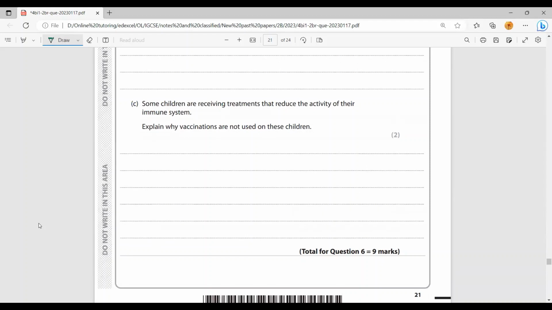Some children are receiving treatments that reduce the activity of their immune system. Explain why vaccinations are not used on these children.